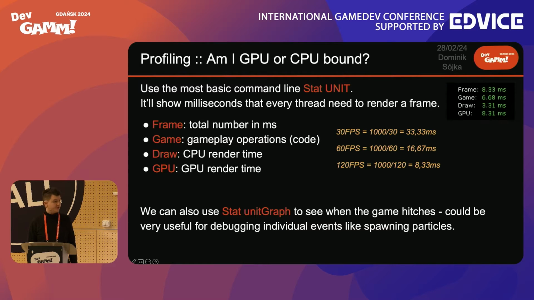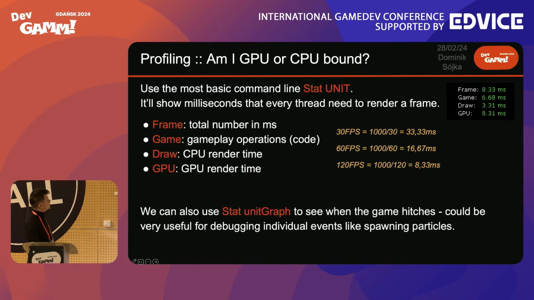This is our number that we could convert into the FPS, like 16.67 milliseconds is the same as 60 FPS. That's pretty important, but you should always look at the milliseconds, not at the FPS number.